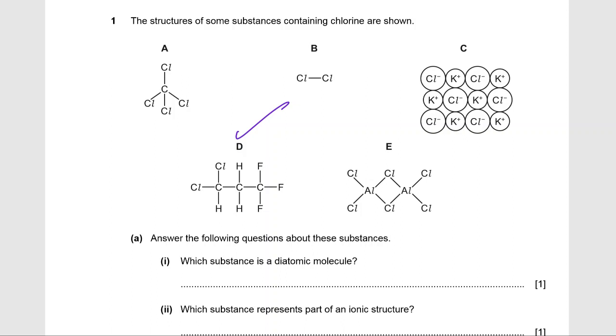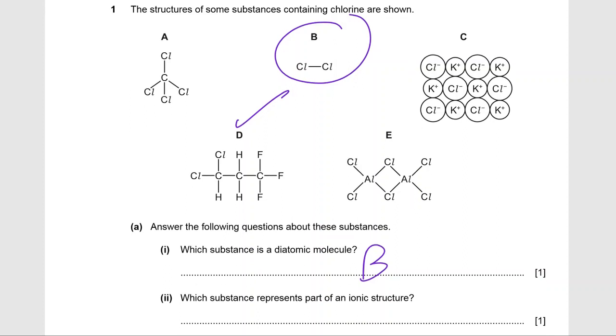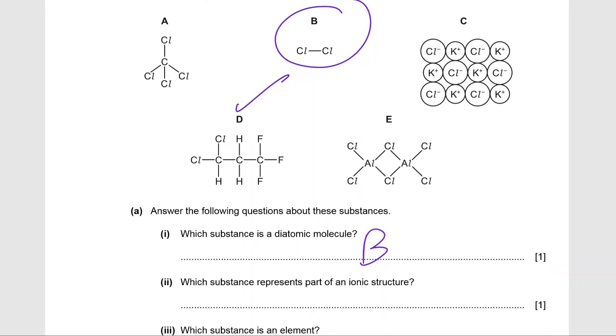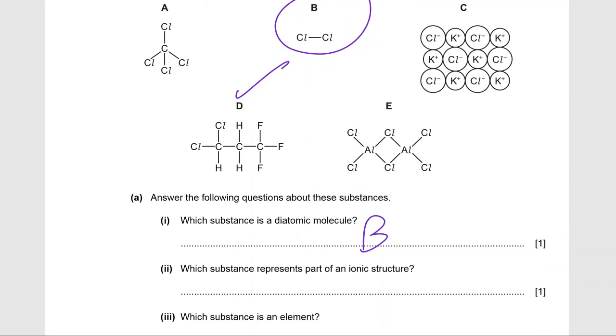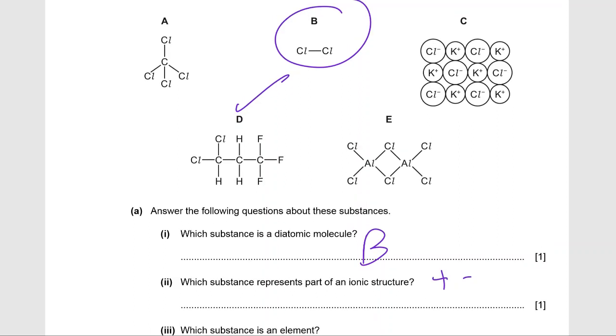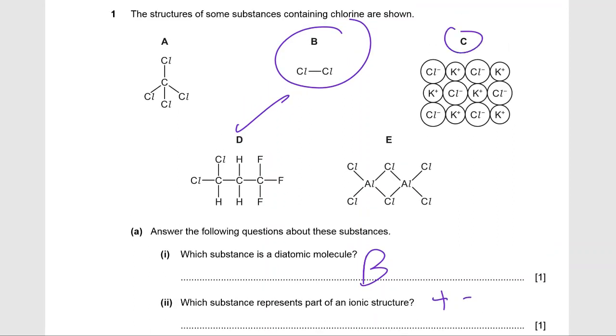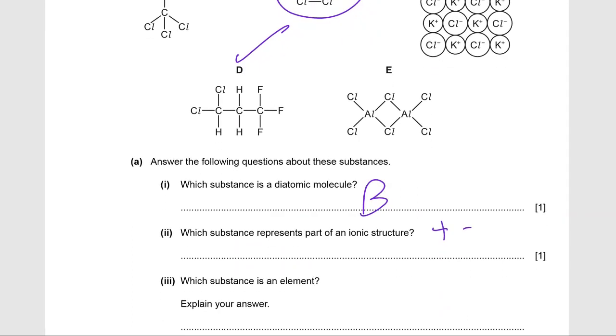Now, which substance is a diatomic molecule? It's very clear, it's B. Diatomic means it's made from 2 atoms. Next question, which substance represents part of an ionic structure? Ionic means you need to have a positive ion and a negative ion, cation and anion. So it's very clear, it's C, potassium chloride.